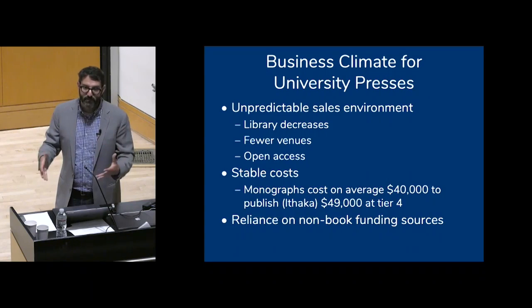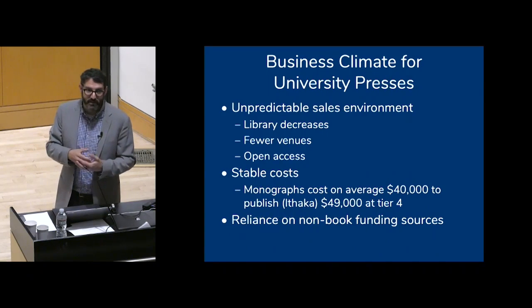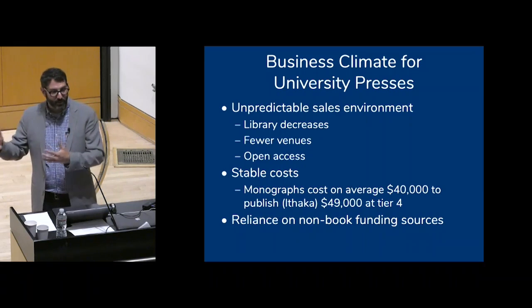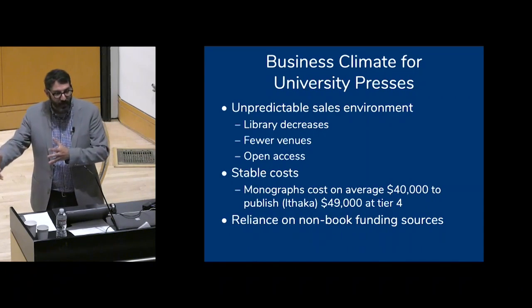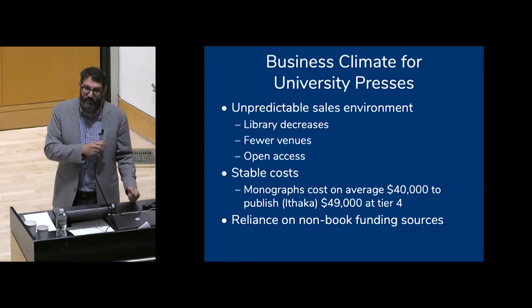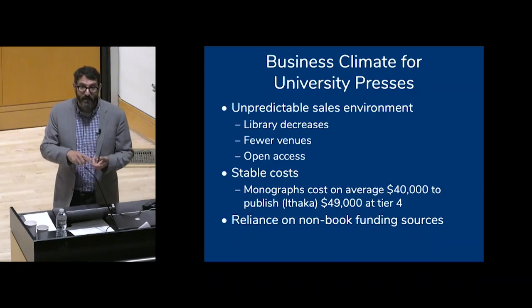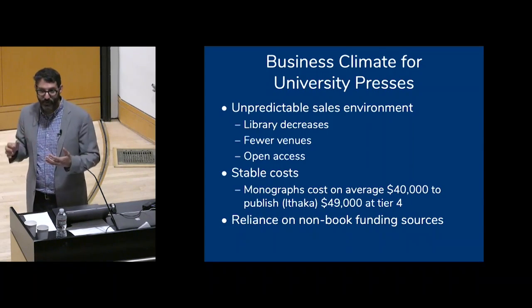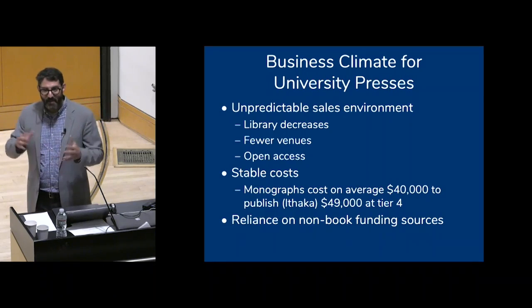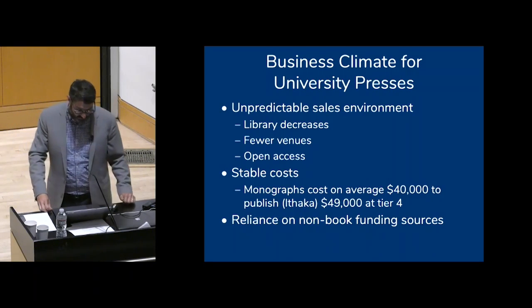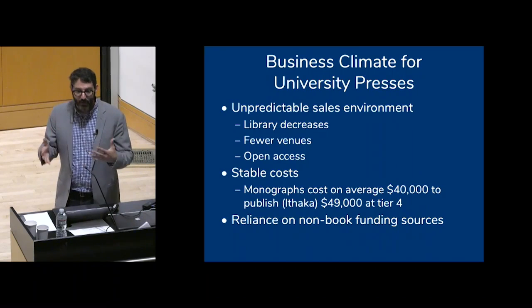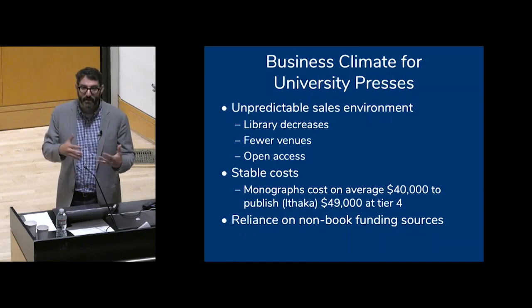So most of the money that's spent in publishing a book is on things like the review process, the overhead for the publisher, the marketing, going to different conferences, producing advertising material, copy editing, typesetting, cover design, all the staff that's required to do those things, the rent, you name it. So it's an expensive endeavor. And as a result, presses are reliant on more and more non-book funding sources.